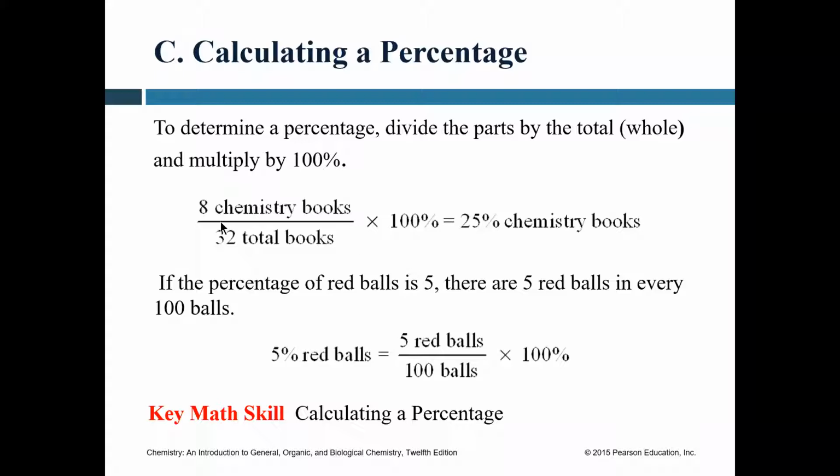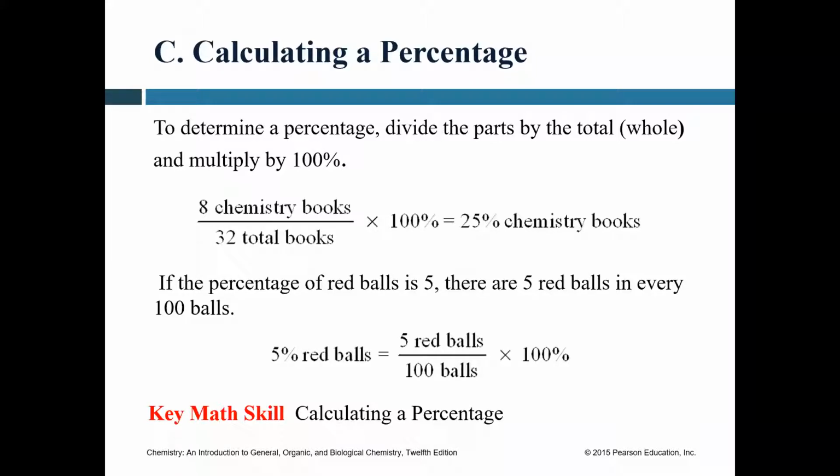So let's say I have 8 chemistry books sitting in my office, but I have a total of 32 books. So I've got some other books, I've got some yoga books, some self-help books, some geology books, some random things, art books, right? 8 of them are chemistry books. So if I want to figure out what percentage of my total books are chemistry books, I'm going to take 8 divided by 32, and you're going to get something like 0.25. And so what you're going to want to do is multiply that by 100 to get it into a percentage, or how many per 100.